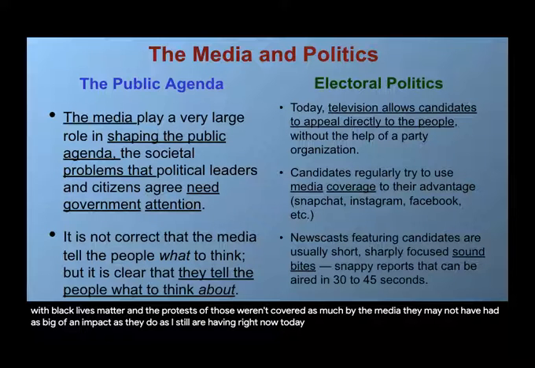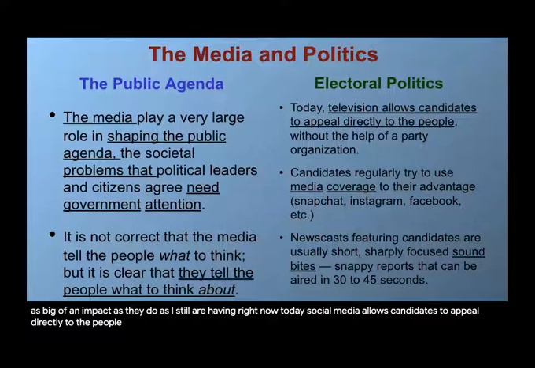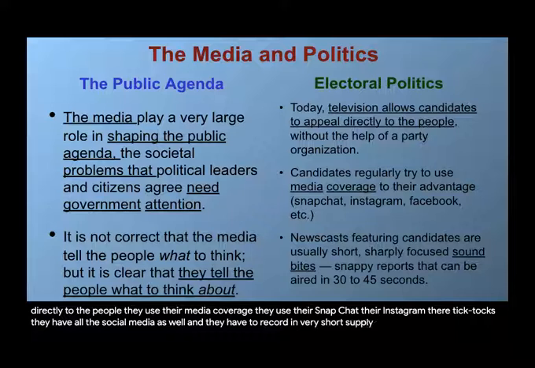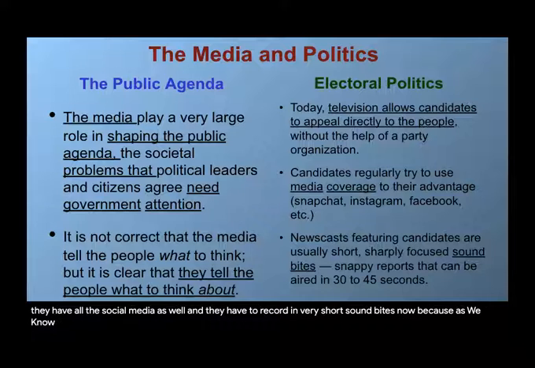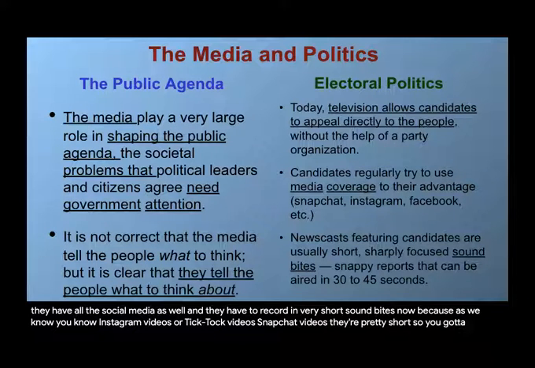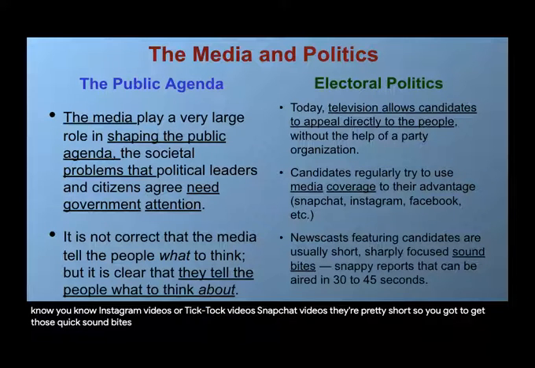Also, television and social media allow candidates to appeal directly to the people. They use their media coverage, they use their Snapchat, their Instagram, their TikToks. They have all the social media as well. They have to record in very short sound bites now because, as we know, Instagram videos, TikTok videos, and Snapchat videos are pretty short. So you've got to get those quick, snappy, short segments that they can report back. They have to get those out.